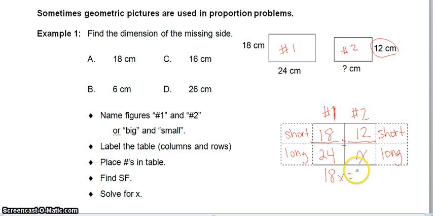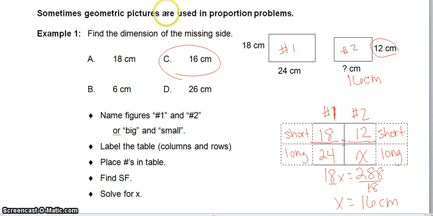18x is equal to 12 times 24. Put that in your calculator. 18x equals 288. So at this point you divide both sides by 18. And your missing side x is 16. 16 what? 16 centimeters. Look at it up here. Does that seem like a reasonable answer? Yes. And so circle C.